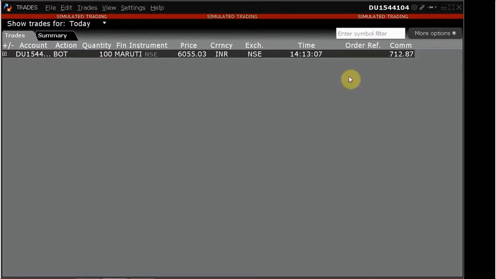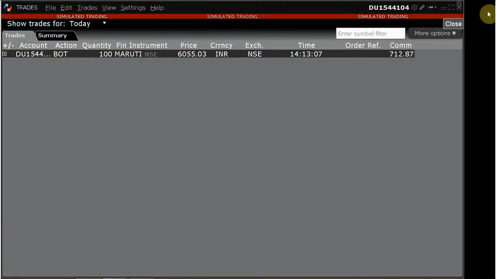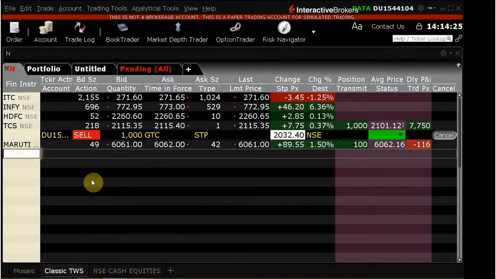So here you can see the breakdown of this trade. You can see how many trades had to be done to complete your 100 share trade. This is your weighted average price, and this gives you an idea of the execution. Should I click this? Yeah, this is just trades. All right, so this gives me an idea that at least this is live.